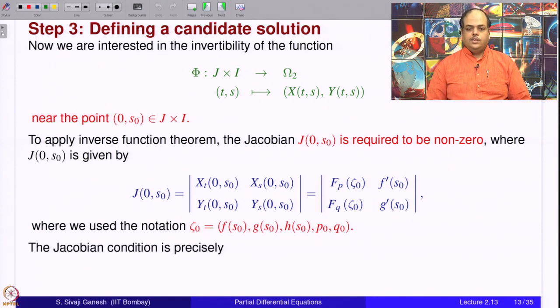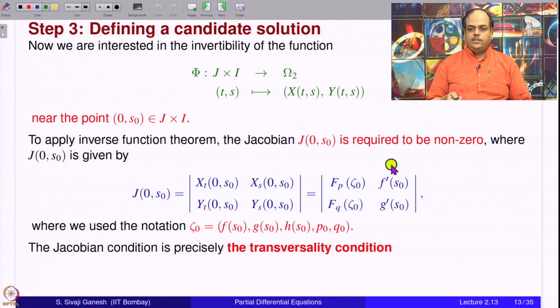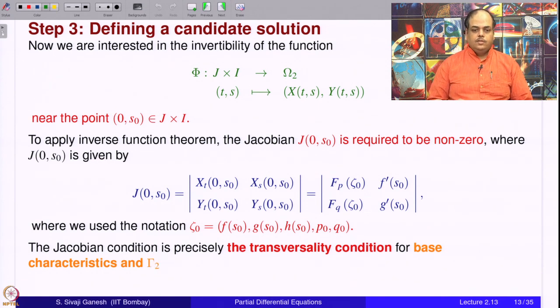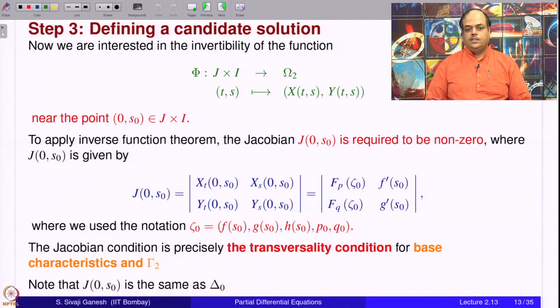Now, the Jacobian condition is precisely the transversality condition. F prime, g prime corresponds to what? Tangent to gamma 2. What is gamma 2? Projection of gamma to the x y coordinates, in omega 2. This is the tangent. This is the base characteristics. Tangent to the base characteristics is in the direction F p and F q. We have to assume these are non-zero, that means they are not parallel. So, base characteristics cut gamma 2, that is the transversality condition. This is the same as the delta naught that we saw in step 2.